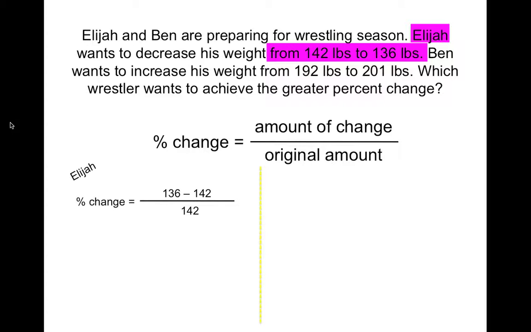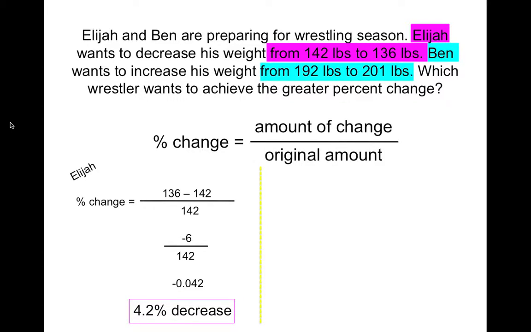When we subtract 142 from 136, we'll end up with a negative number. And then we're dividing that by 142. Negative divided by positive, this percent change is expressed as a negative value. But that makes sense because he's decreasing his weight. So this negative 0.042 corresponds to a 4.2% decrease for Elijah.